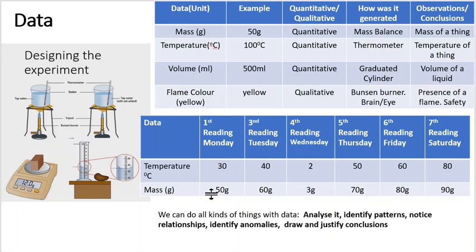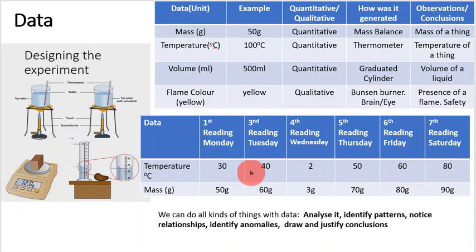Again, we can look at the mass. Again, we can see that as you go from Monday to Saturday, the mass is actually increasing, except for Wednesday. There's this dramatic change in the mass. So that's when we talk about noticing patterns. These are some kind of patterns that we can notice in this particular data set.